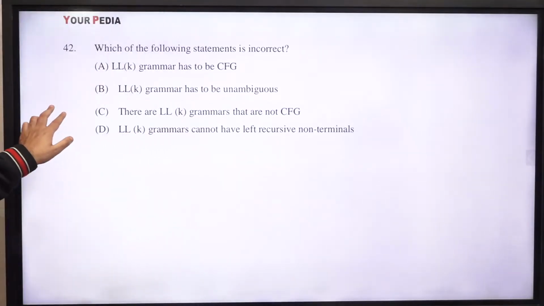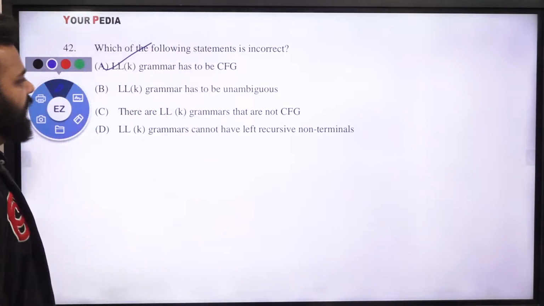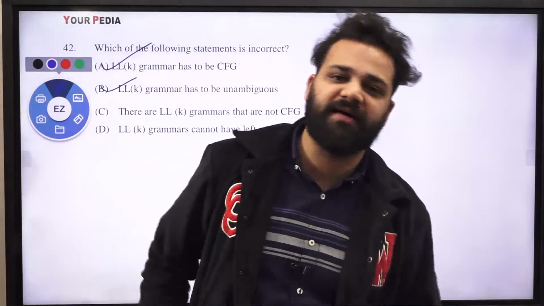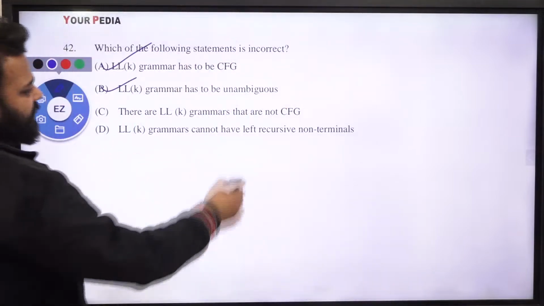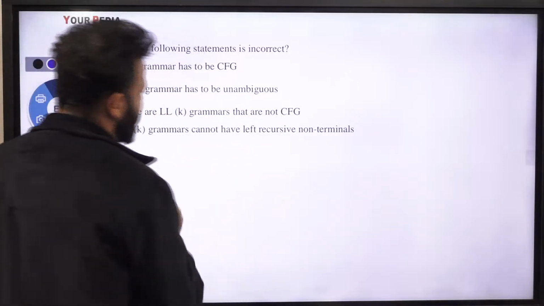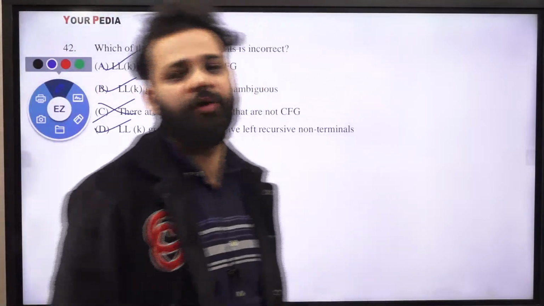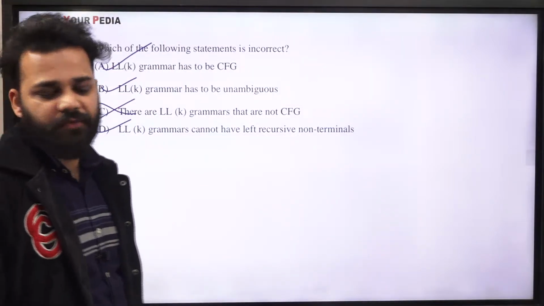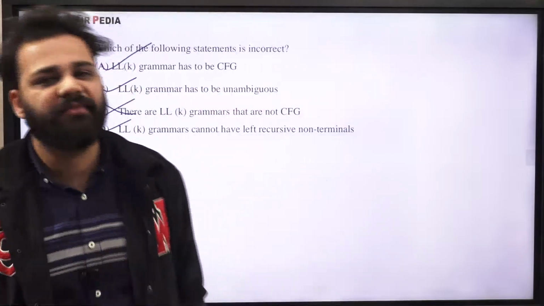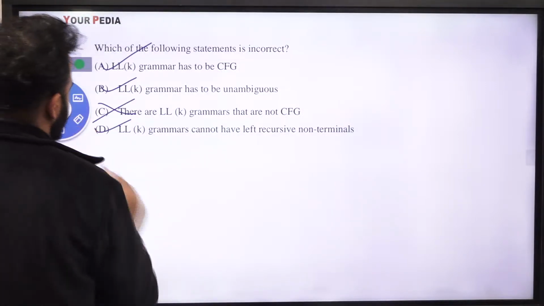Okay, which of the following statements is incorrect? LL grammar has to be CFG. Yes, correct. LL grammar has to be unambiguous. Yes, if it is ambiguous, it will not be parsed by our parsers. LL grammars that are not CFG are present. No, this is false. LL grammars cannot have left recursion. Yes, so LL grammar cannot have left recursion because your parser will go into an infinite loop. If you have left factoring, it may give you a wrong answer. And if it has ambiguity, the parser will not be able to parse it. So again, the third option is the correct option.